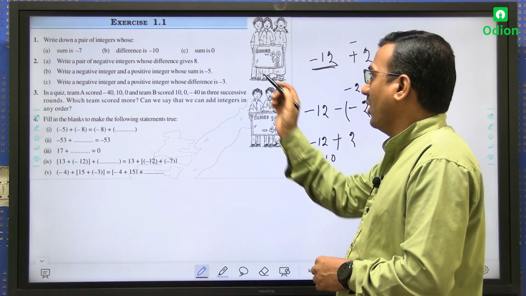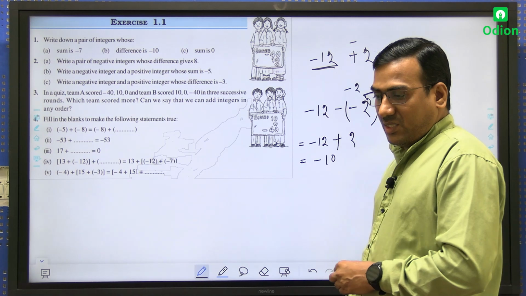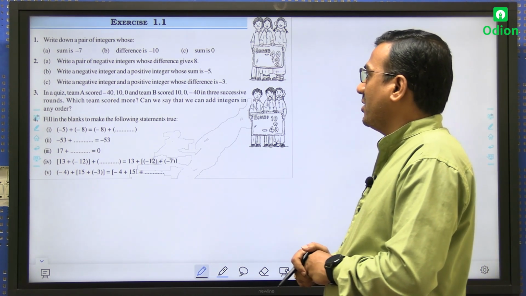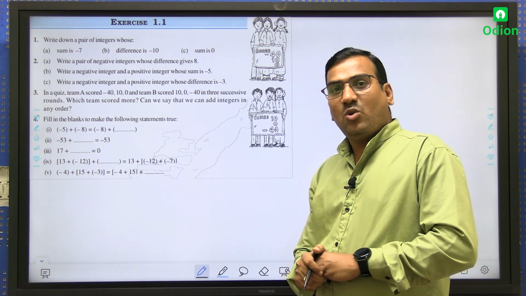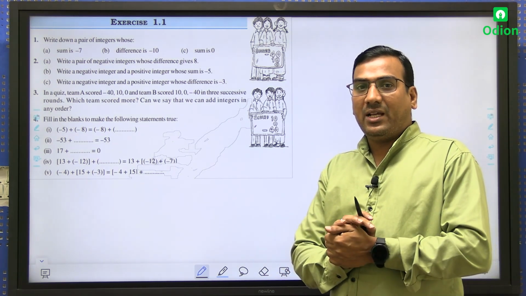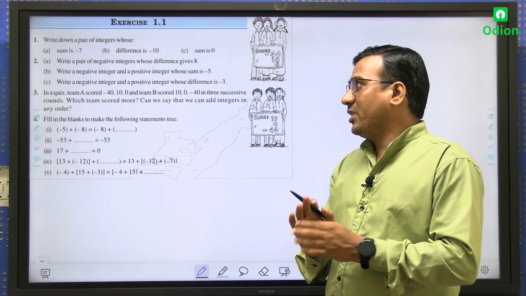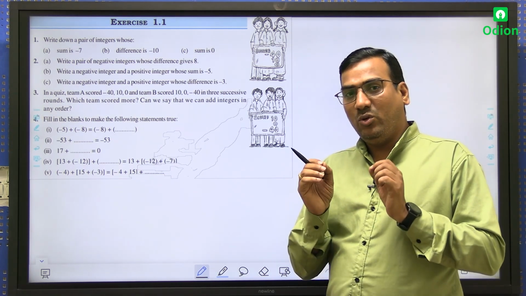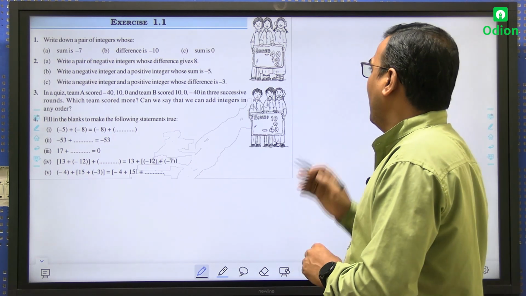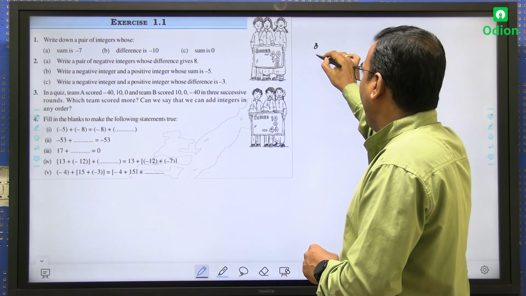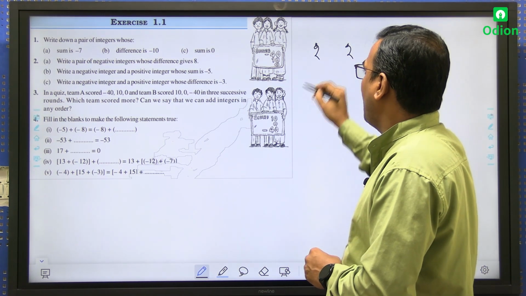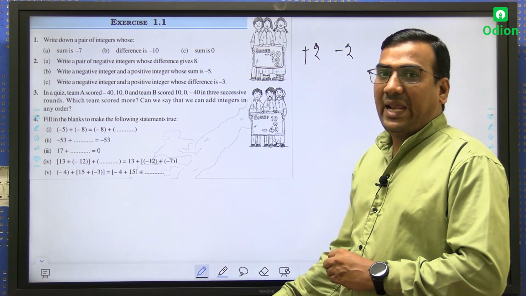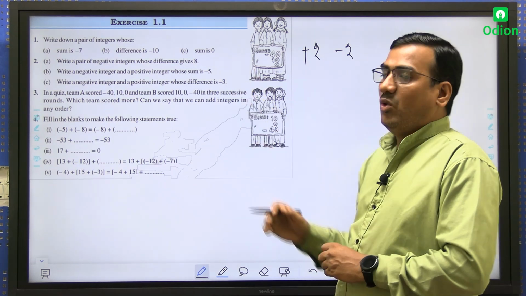Okay, then go for point C. What is the question? We have to find two integers whose sum is 0. It is so simple. Just take two digits similar to each other, like +2 and -2, +3 and -3. Any number you can take, 2 or 3. Just put a plus symbol on one and a negative symbol on the other, then the answer will be 0.